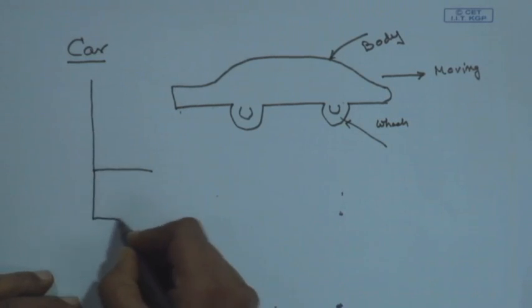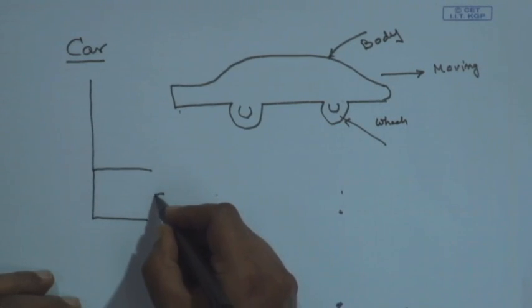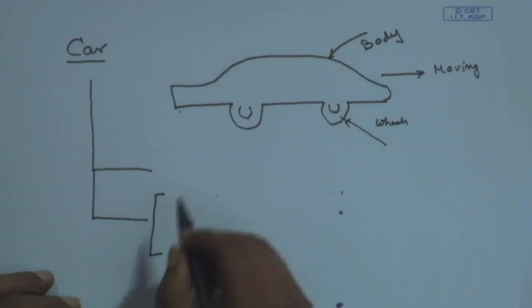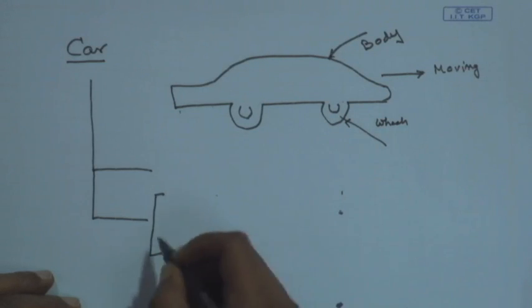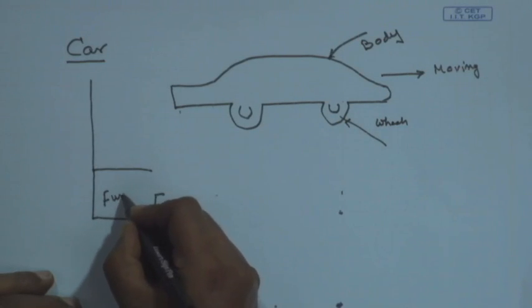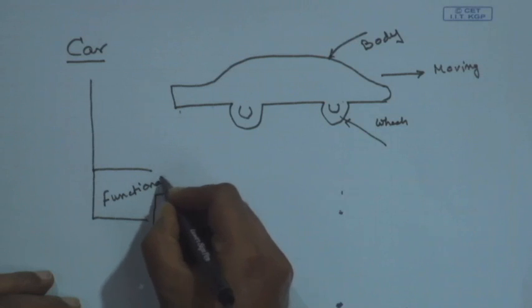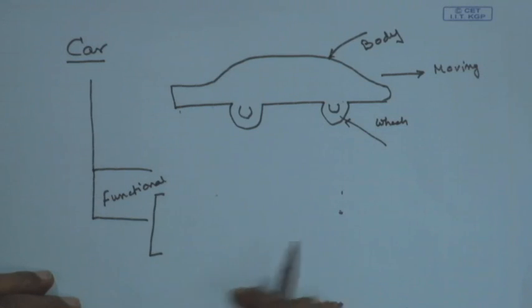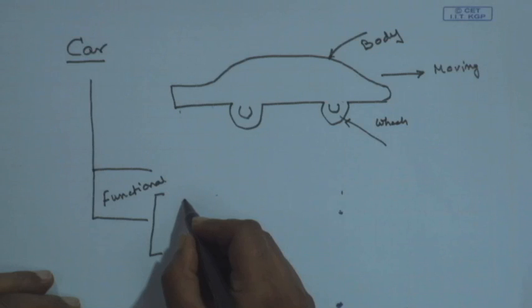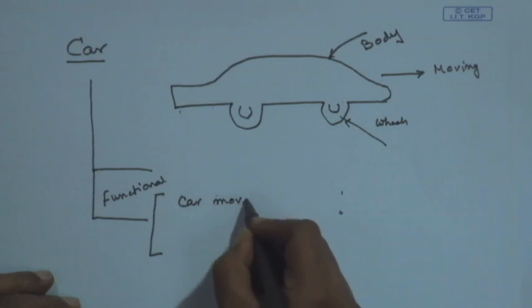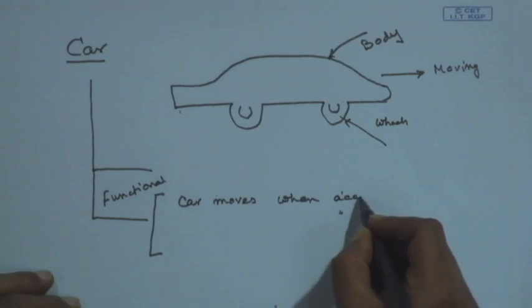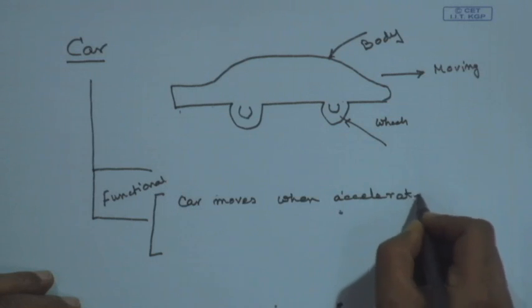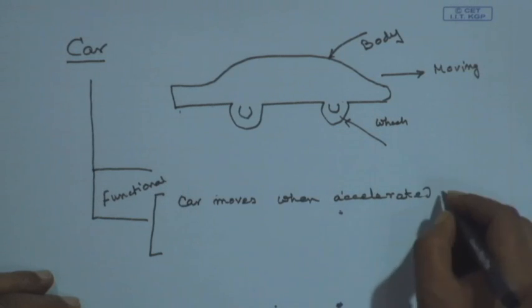Whatever my model is, ultimately the model must describe. So, this was a structural look. Here I can also try to give a functional model. A functional model would say that a car moves when accelerated, right. Is that okay?